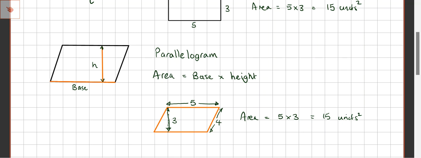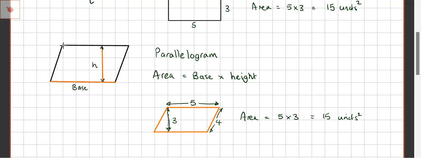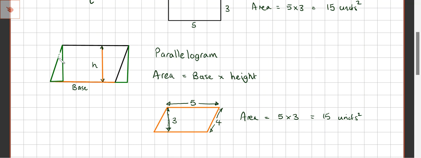Because if you were to cut that off, you've probably done this before, if you cut that off, that's a triangle, right? If we then take that triangle and put it over here, what shape is it? So if I cover that over, let's take that away. What shape do I have? It's just a rectangle, yeah? So that's why it's base, height.